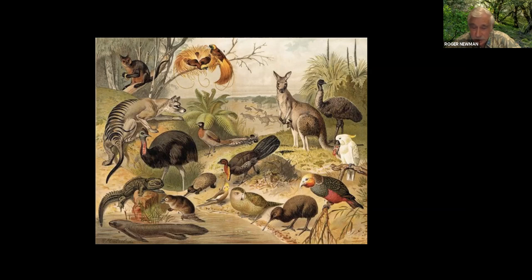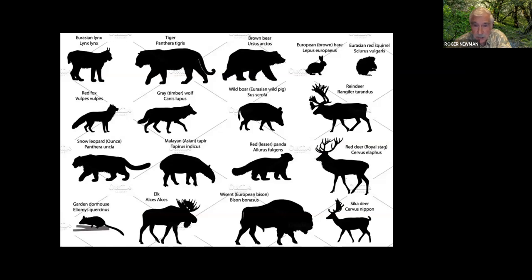And the reason is because of the water. The water is so deep that even in the ice age, when sea level was lower, there wasn't a connection. They couldn't get across. So it's a dispersal issue, and they couldn't disperse across Wallace's line. Conversely, on the Asian side, you have these placental mammals, pigs, cats, dogs, moose, and bison, and all that sort of stuff. These are all Eurasian animals.